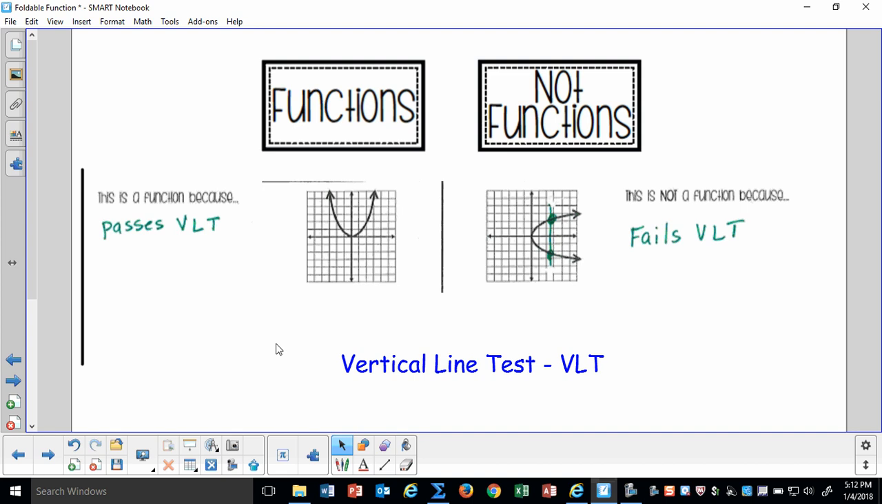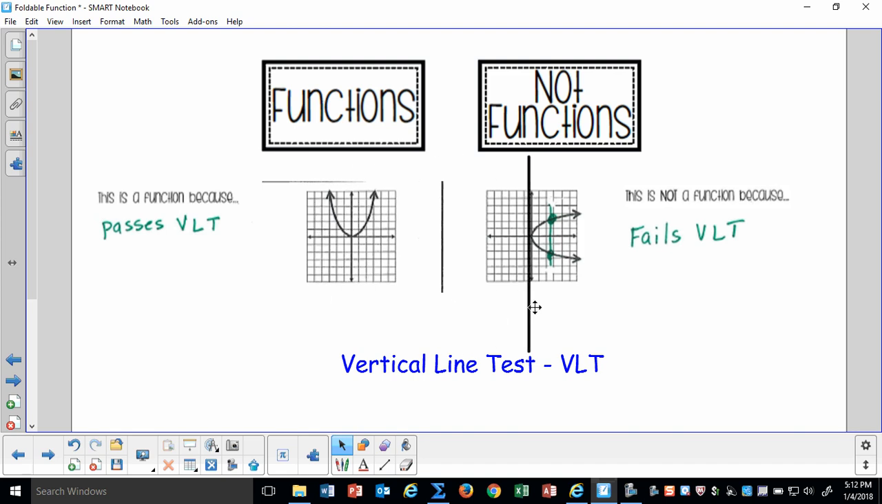Well, when we look at graphs, we think about the vertical line test. And the left side is a function because it passes VLT, or the vertical line test, and the right side fails the vertical line test. And remember, that means if I take a vertical line and pass it anywhere through the graph, it only touches the graph once, at one point. So that is a function. So we say passes the vertical line test.